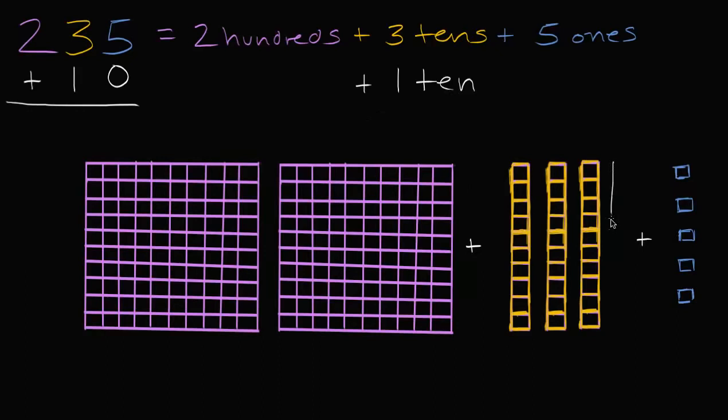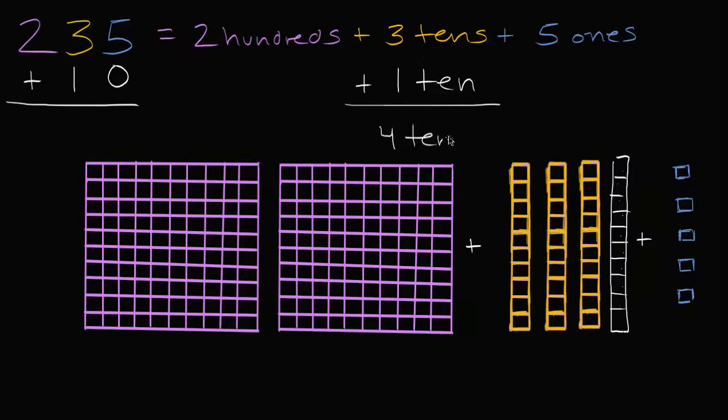Well, the next 10 is going to look like this. Let me see if I can draw it pretty fast. So we have 1, 2, 3, 4, 5, 6, 7, 8, 9, and 10. So I just added a 10. So what does that leave us with? Well, if I had three tens and I have one more 10, now I'm going to have 4 tens.